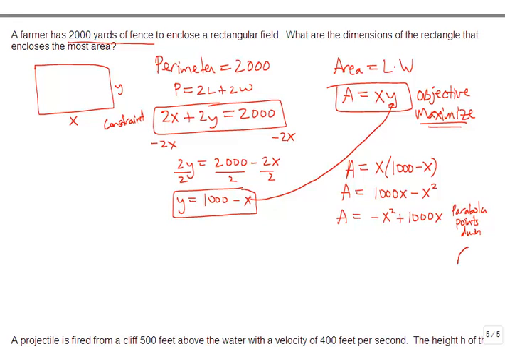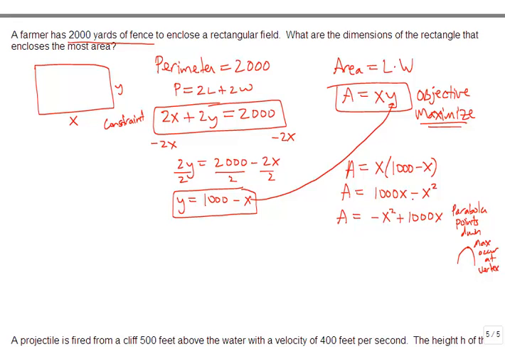And if it points down, that means it has a max. And where does the max occur? At the vertex. How do you find a vertex of a parabola? You use minus b over 2a. So all of these steps sort of follow one another.